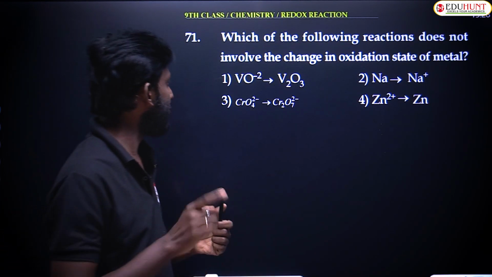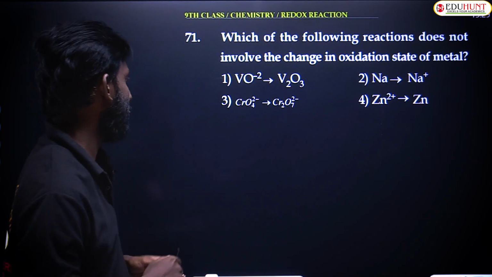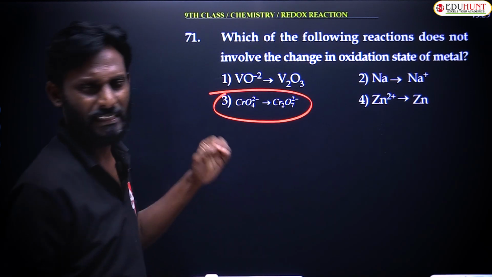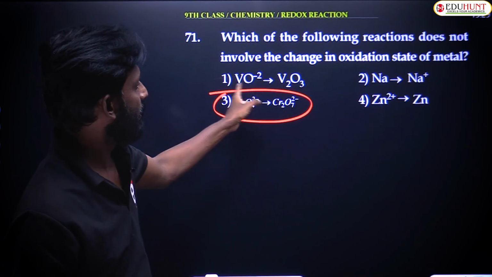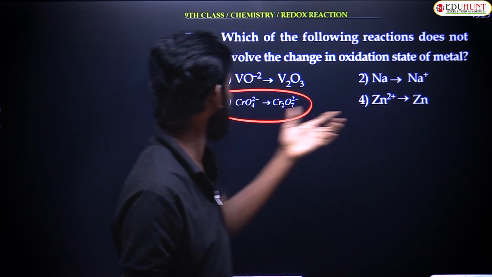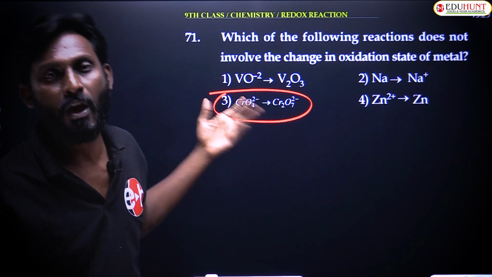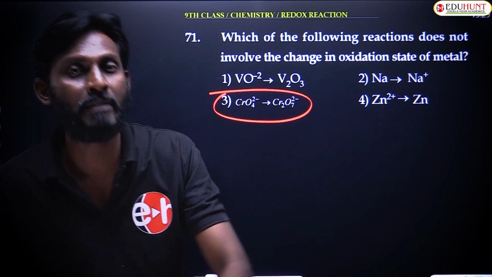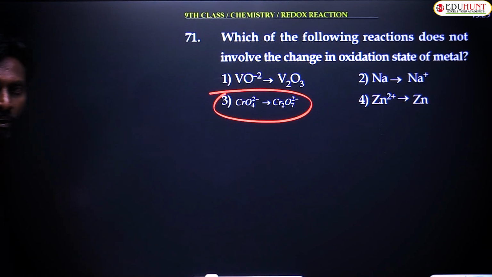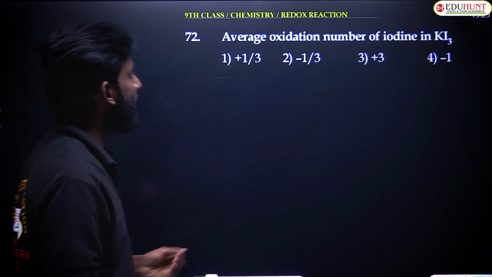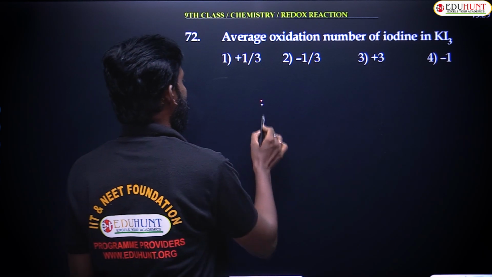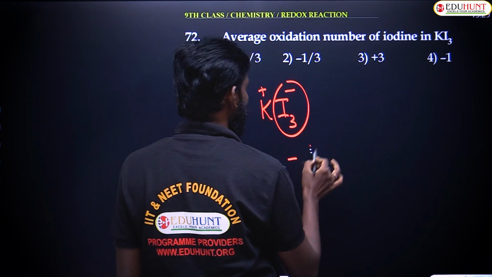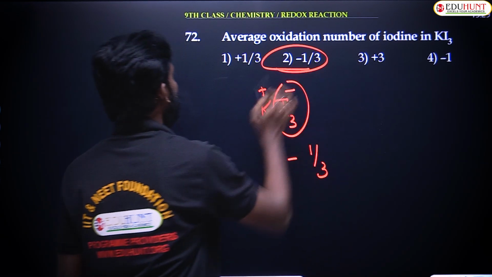Which of the following reactions does not involve a change in oxidation state of the metal? Let us check. Obviously the third option, because we came across this one several times. Here the oxidation number is changing. This is where the oxidation number is not changing, because in chromate and dichromate the chromium oxidation state is +6 only. Next, average oxidation number of iodine in KI3: K plus, I3 minus, so -1/3, this one.